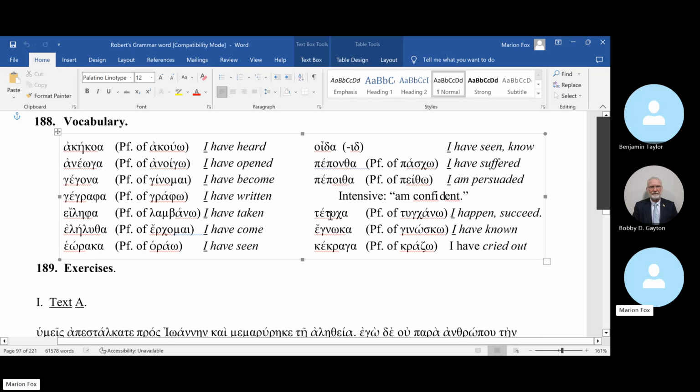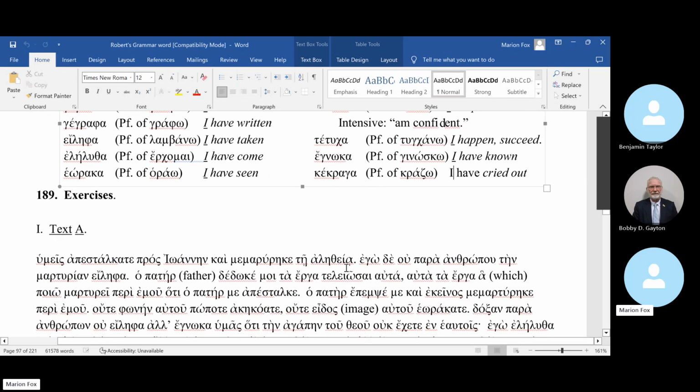Tetucha, and tugchano is I succeed, and so that's a word we have here. Egnoka, from ginosko, I know, I have known, and kekraga. And krazo is I have cried out, or I cry out. This is not I have cried out. This is present tense, so I cry out. All right. I don't think that's a literal rendering right there. All right. Any questions?